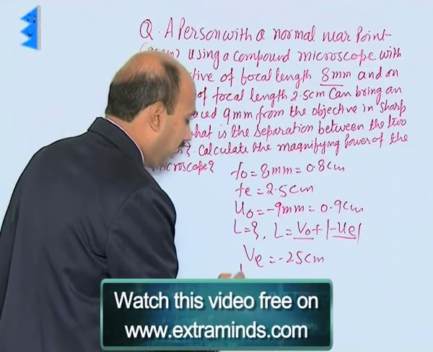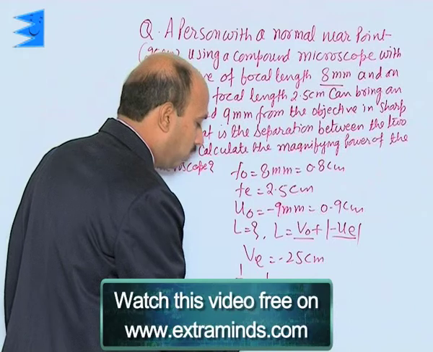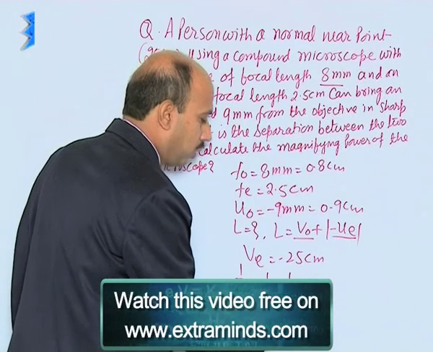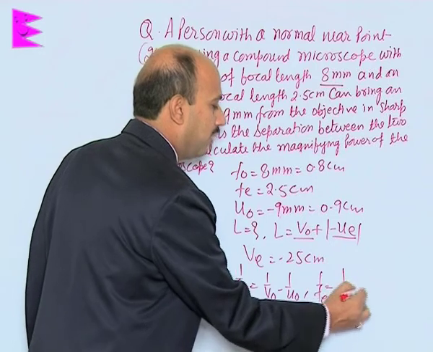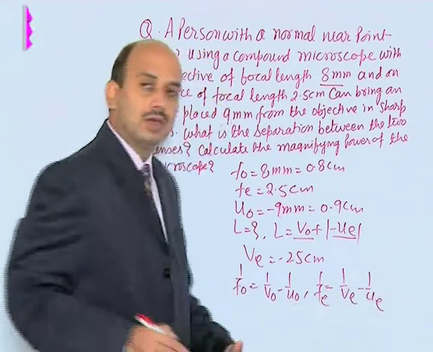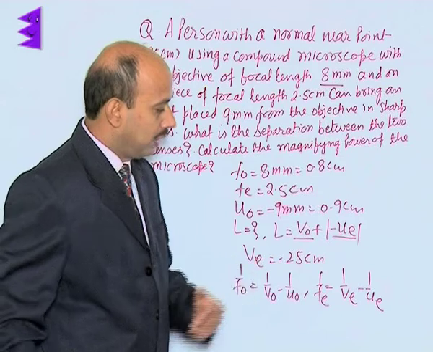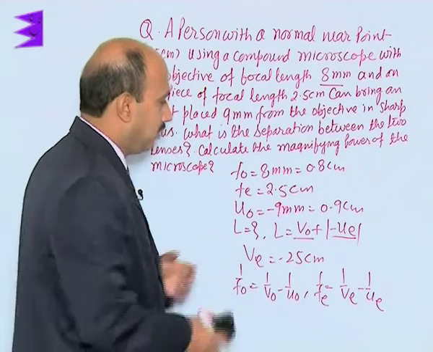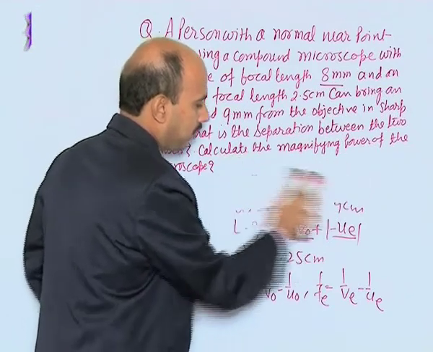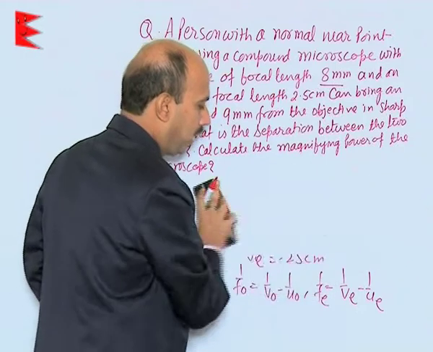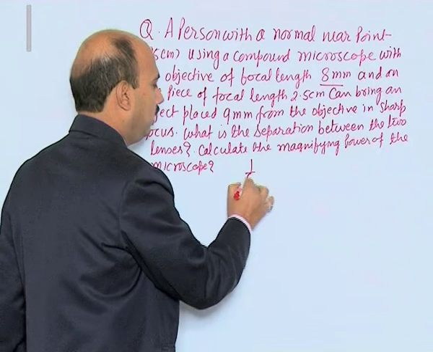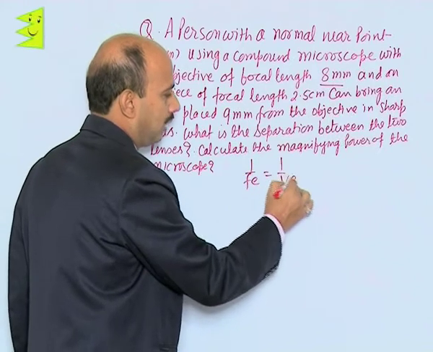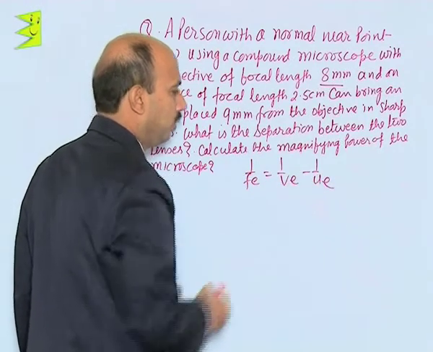For the objective we can write 1 upon F_0 is equal to 1 upon V_0 minus 1 upon U_0, and for the eyepiece we can write 1 upon F_E is equal to 1 upon V_E minus 1 upon U_E. So, first I will go for the eyepiece, and in this case 1 upon F_E is equal to 1 upon V_E minus 1 upon U_E.